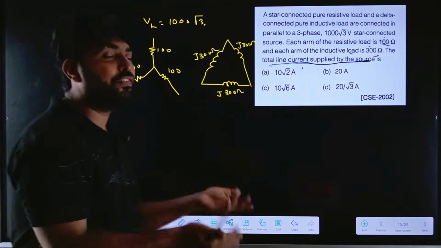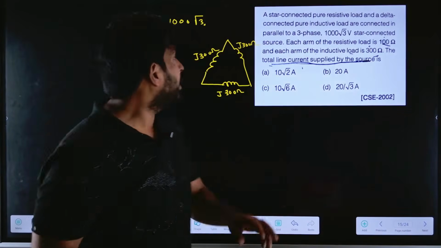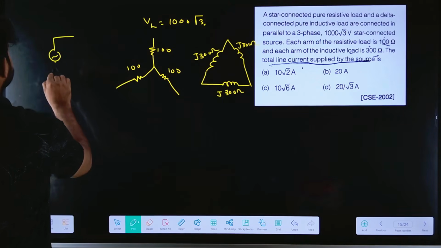So how can we simplify this one? We can easily simplify, because now the source is a star connected source.